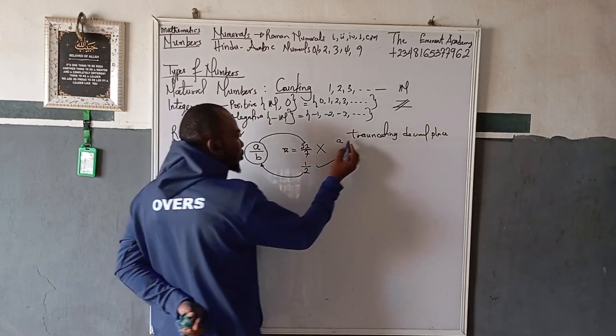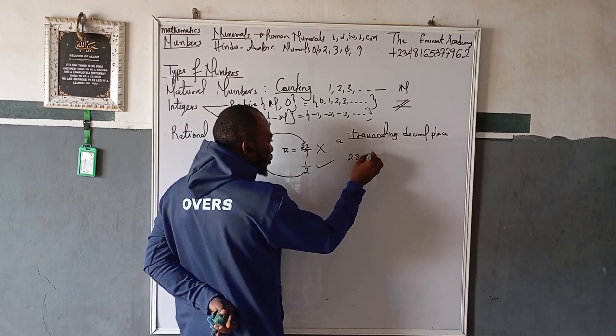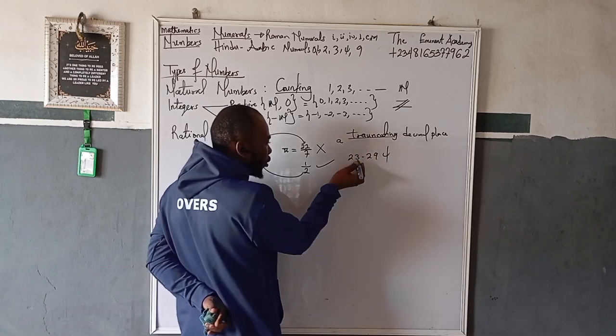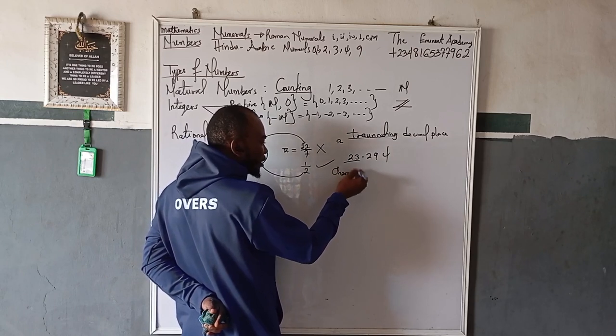What I mean by giving a truncating decimal value is, if I have 23.294, all this that I have before the decimal point is called the characteristic of the decimal number.